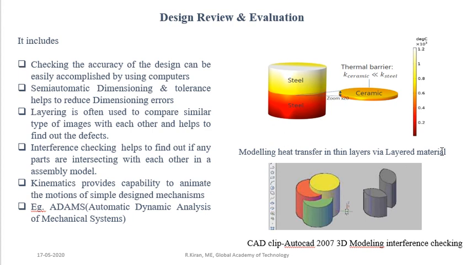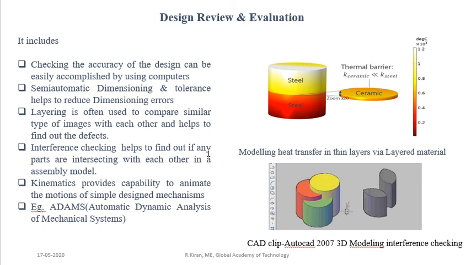Here we are seeing the modeling of heat transfer in thin layers via a layered material. This component is made out of steel itself. That means we can perform this layering for these materials, so that we can identify any sort of defects induced in the component. And also we perform interference checking, which will help to determine if any parts are intersecting with each other in an assembly model. If any parts are not intersecting with each other, that can be identified easily with the help of this interference checking.